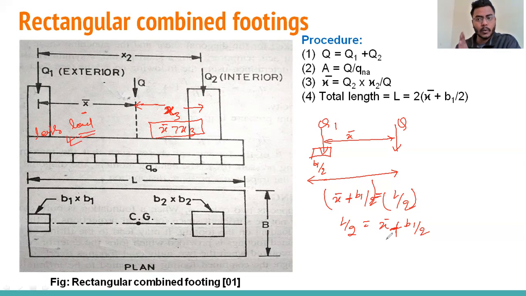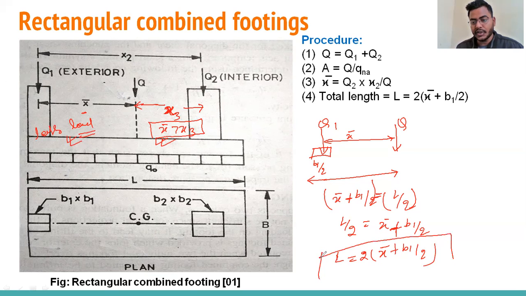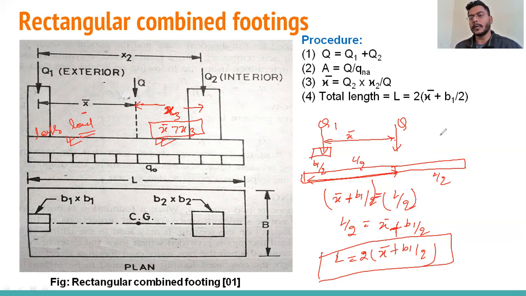Always remember, we cannot do this when we calculate the distance from the larger column load side. Always remember, we have to calculate from the lesser load side, so that x bar is more as compared to x3. So what will be the length? 2 into x bar plus B1 by 2. By doing this operation, suppose this is the column load and this is the length L by 2, and then you are taking the L.